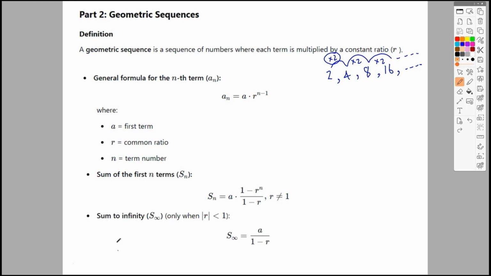Another sum formula we have here is the sum to infinity, which exists only when the absolute value of r is less than 1. So S infinity equals a over 1 minus r. The absolute value of r less than 1 means r is a fraction, because any fraction, positive or negative, has an absolute value less than 1. And let's explain with examples.